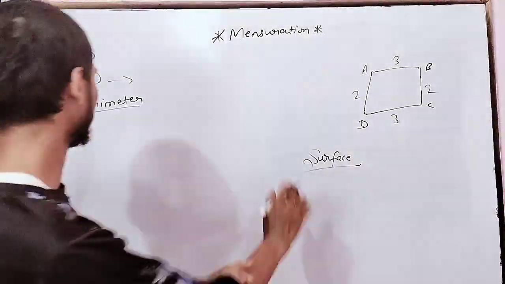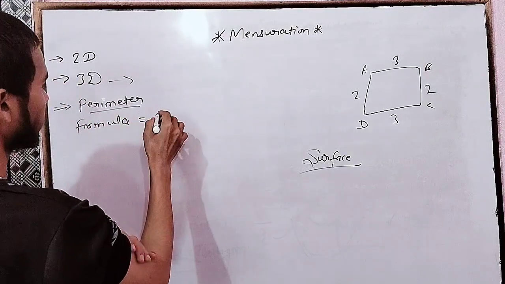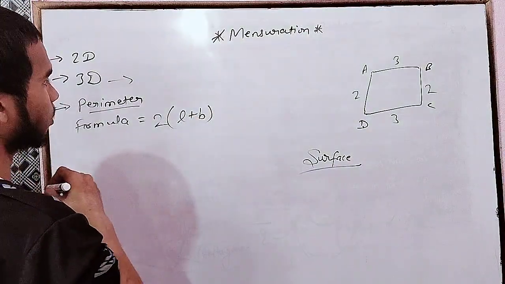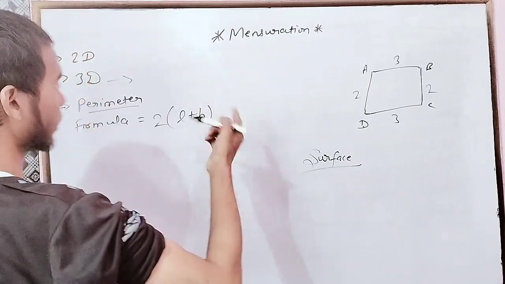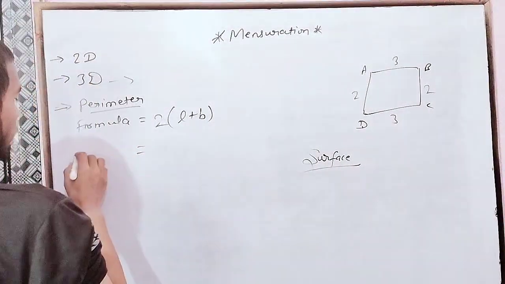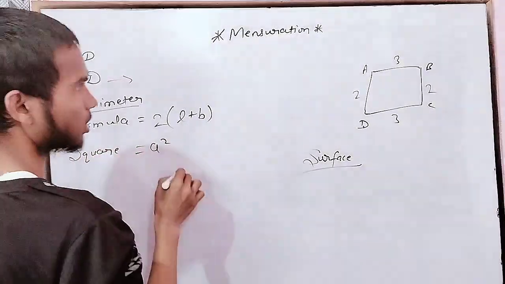There is no separate formula for this; you can write 2a plus b, or 2 into a plus b. This is for a rectangle. What is the area for a square? A square. Okay.